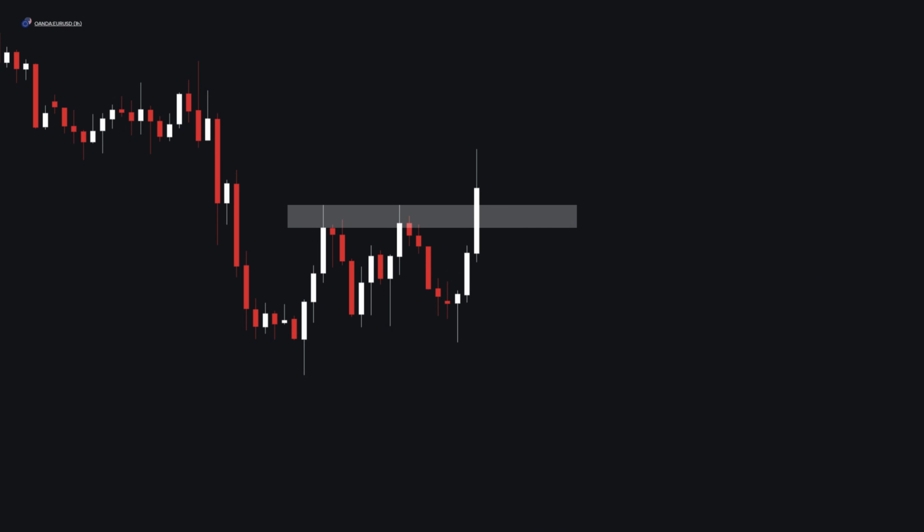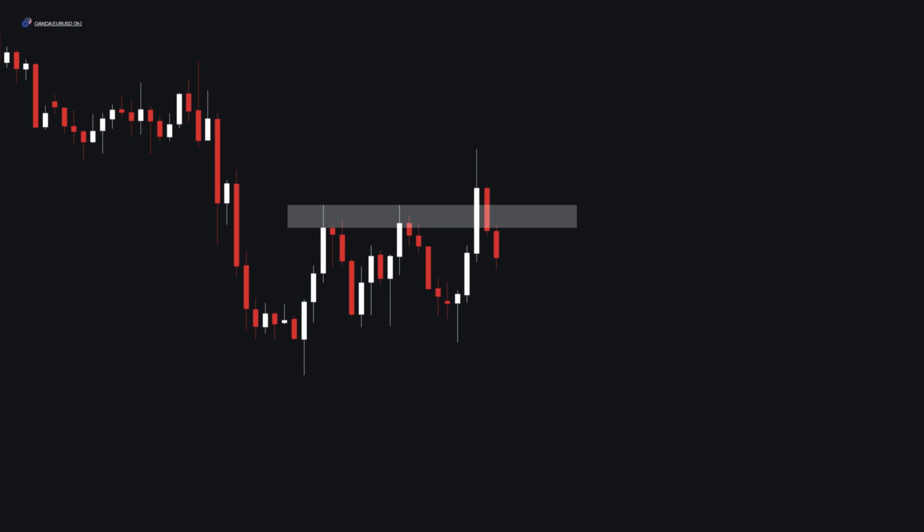Here on the Euro-Dollar 1-hour chart, we can see that the market's overall trend is bearish. And suddenly price breaks through this resistance level. So now we are expecting that this resistance will act as support, and price will bounce back from here. But the support failed and price gets back into the range.